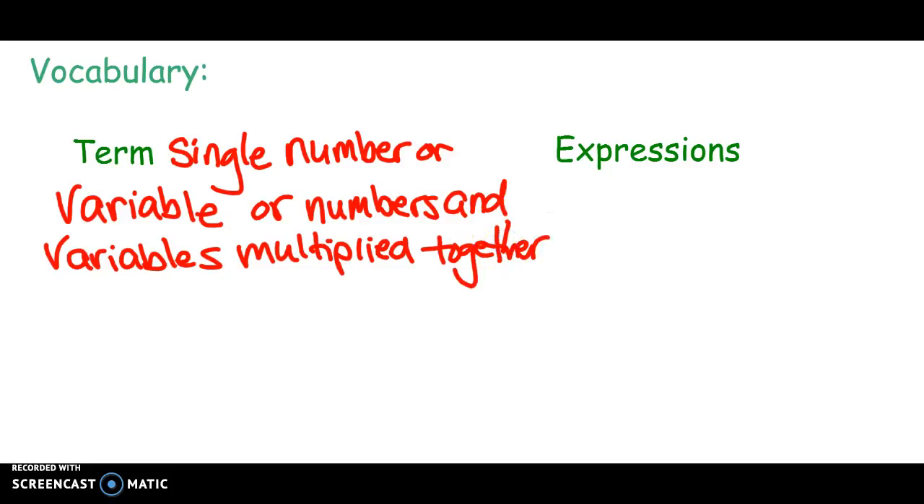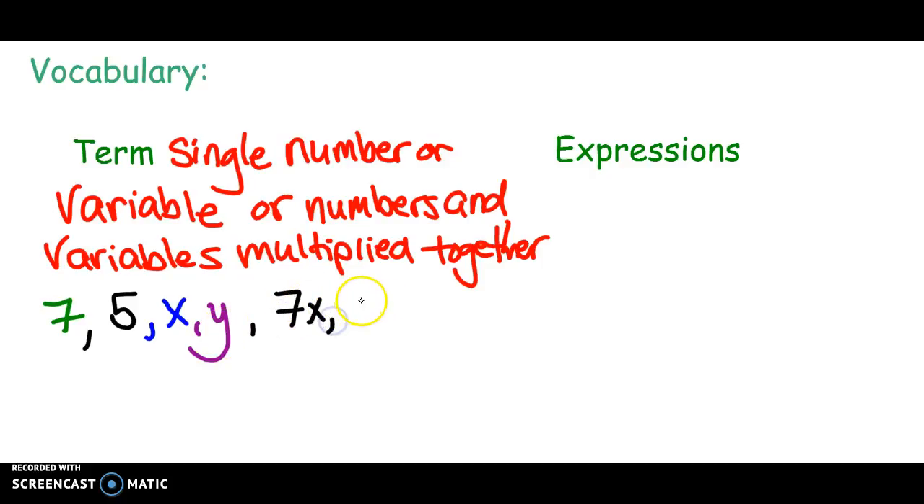So let's talk about what that looks like. The number 7 is a term. 5 is a term. X is a term. Y is a term. So any numbers or variables, or you could have 7x or 5y, or you could have 7xy. Any of those are terms.